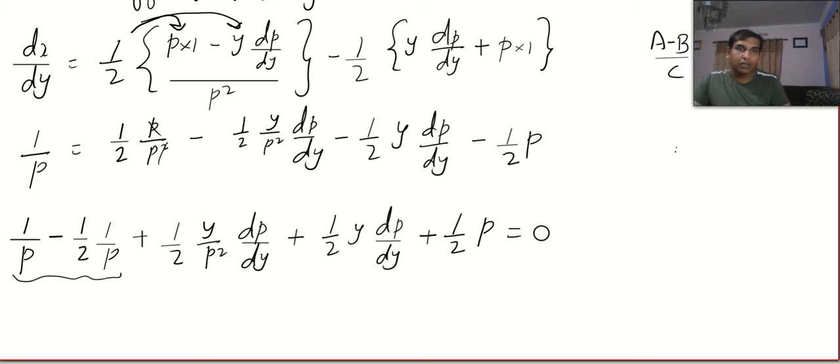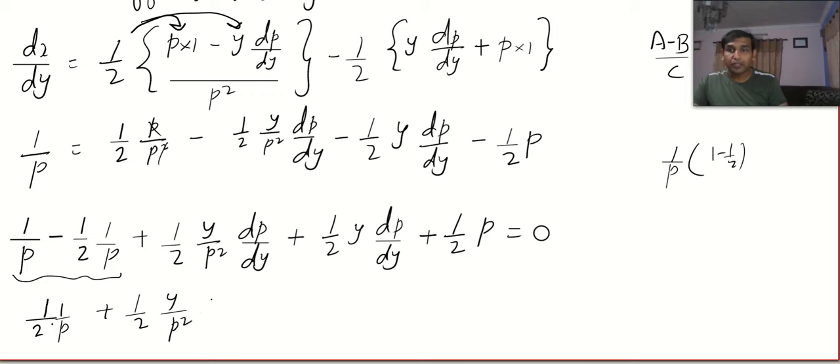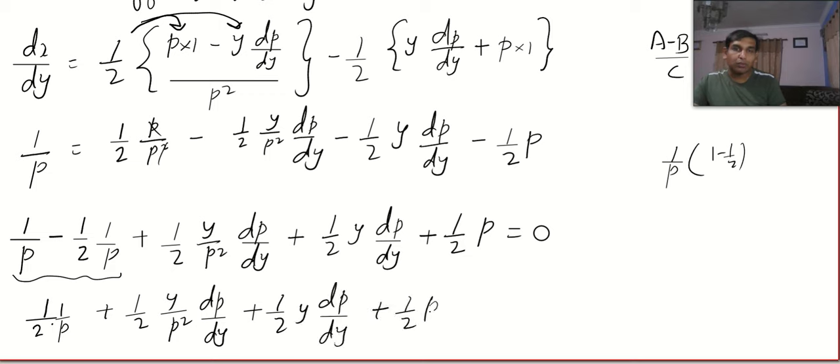Can you see 1 by p is common and 1 minus 1 by 2 will give you 1 by 2. So we get 1 by 2 into 1 by p, right? Plus 1 by 2 y by p square dp by dy plus 1 by 2 y dp by dy plus 1 by 2 into p. Now I told you simplification is done.